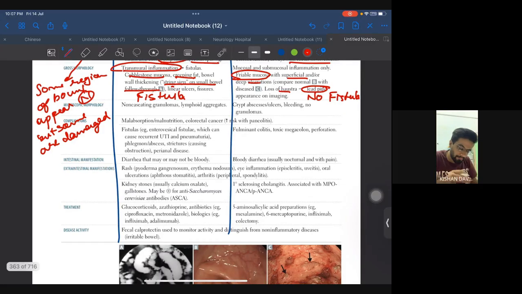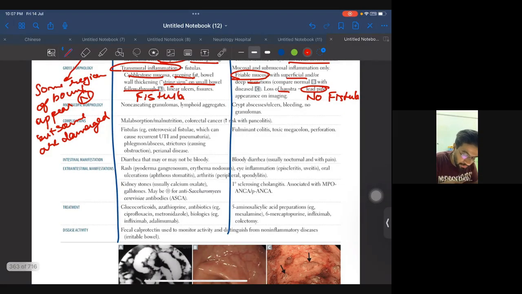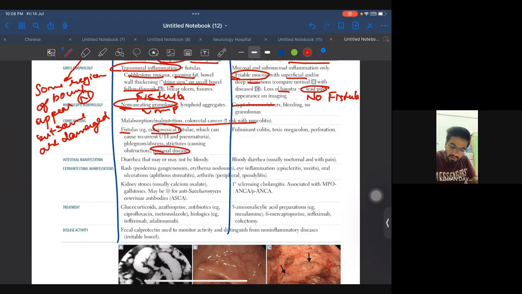Okay. Microscopic non-caseating granulomas is very important. Crypt abscess, ulcers, no granulomas. Complication, same in both. Fistula, we saw intravesical fistula and another one perianal disease. Here there will be toxic megacolon. Toxic megacolon is most important. Intestinal diarrhea may be bloody or not bloody, but in ulcerative colitis it has to be bloody. Okay. Extra intestinal, no need to focus more here.